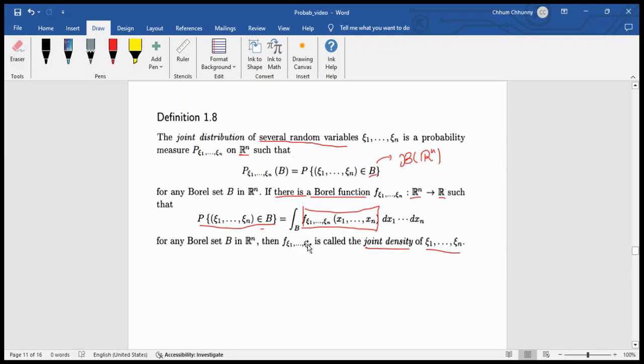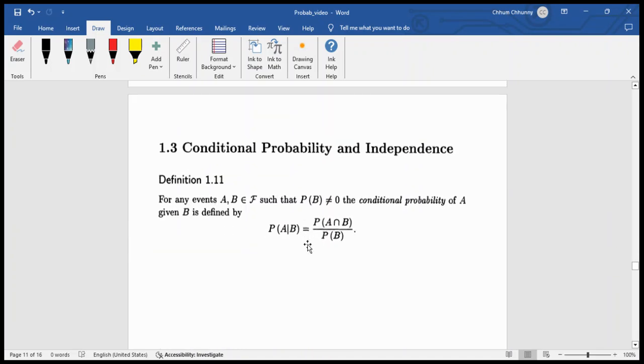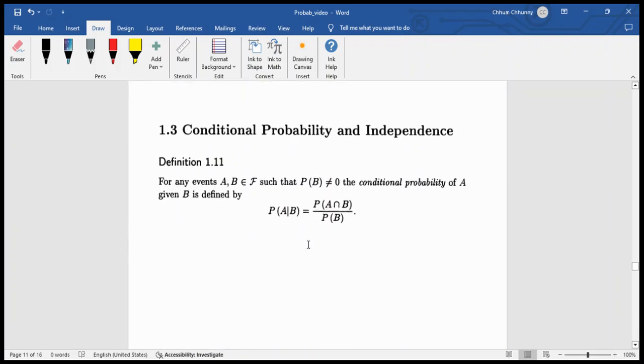Okay, so now I go further to another section about conditional probability and independence. In definition 1.11, I will talk about conditional probability. For any events A and B which belong to the sigma algebra F, such that P of B is not equal to 0, the probability of the event B is not equal to 0. B here is not a subset of the Borel set anymore, but in this notation, B is an event.